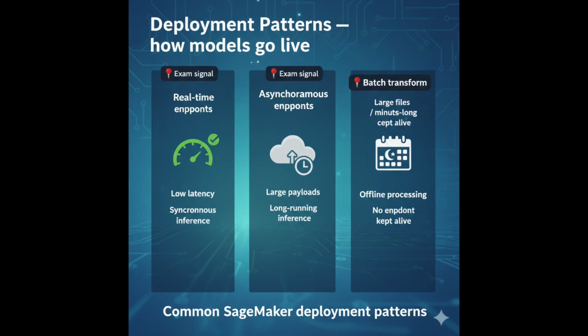2. Deployment patterns, how models go live. This is very exam-heavy. Common SageMaker deployment patterns: real-time endpoints, low latency, synchronous inference; asynchronous endpoints, large payloads, long-running inference; batch transform, offline processing, no endpoint kept alive. Exam signal: low latency API, real-time endpoint; large files minutes long, async endpoint; nightly scoring, batch transform.